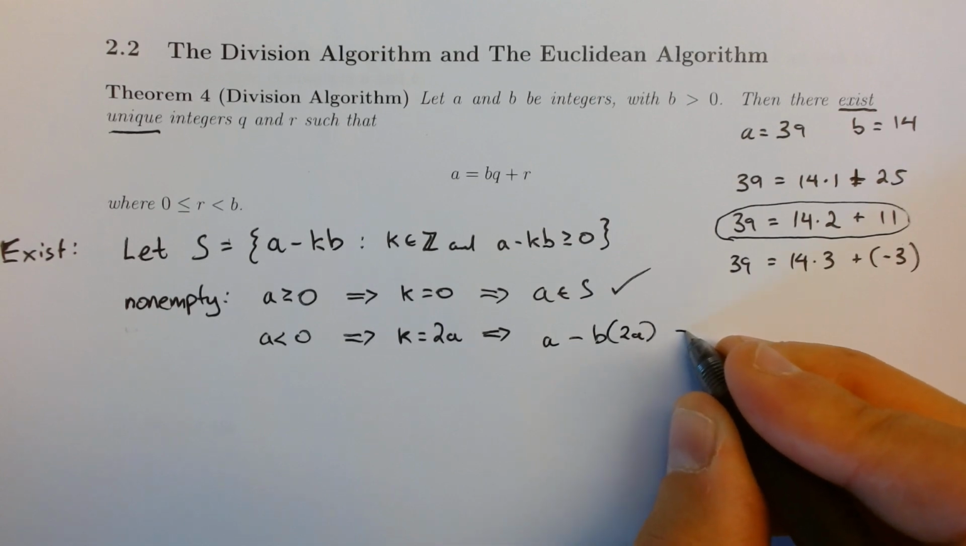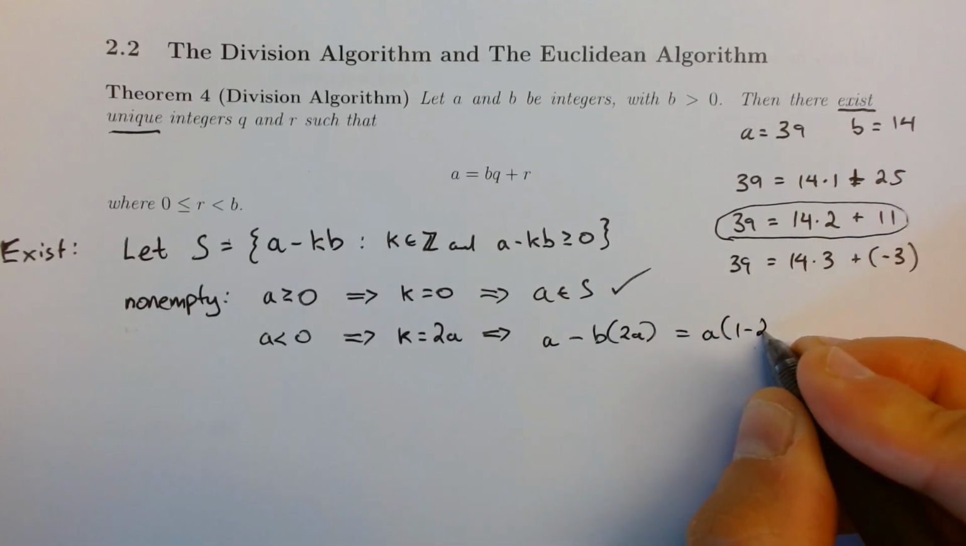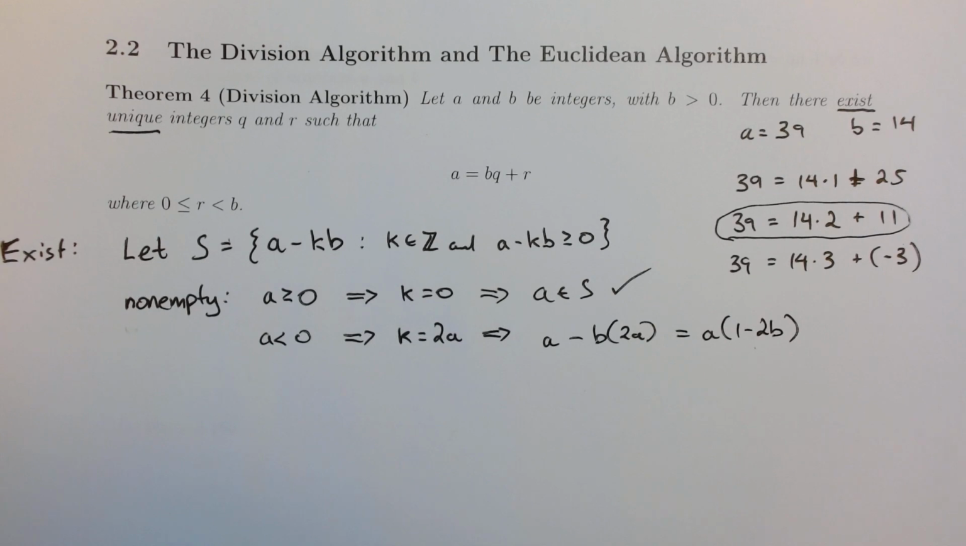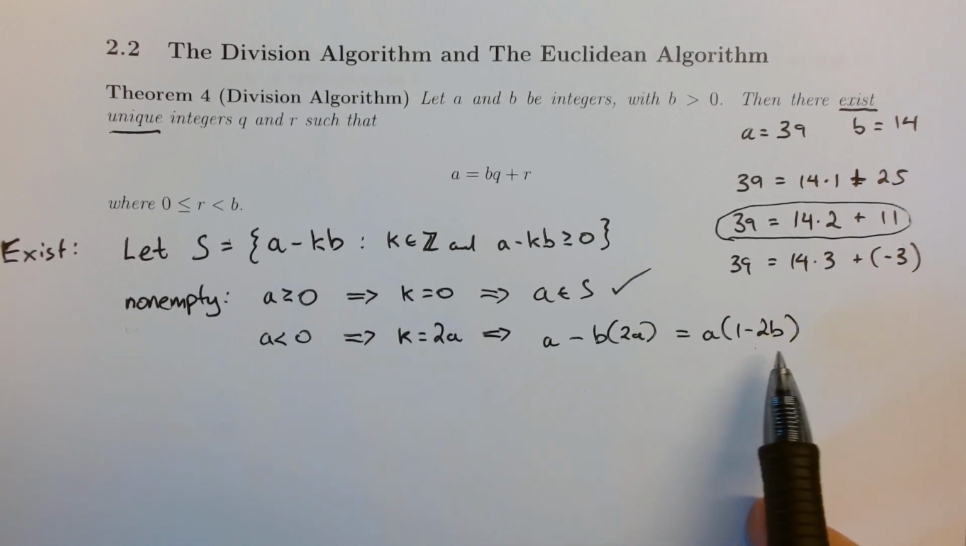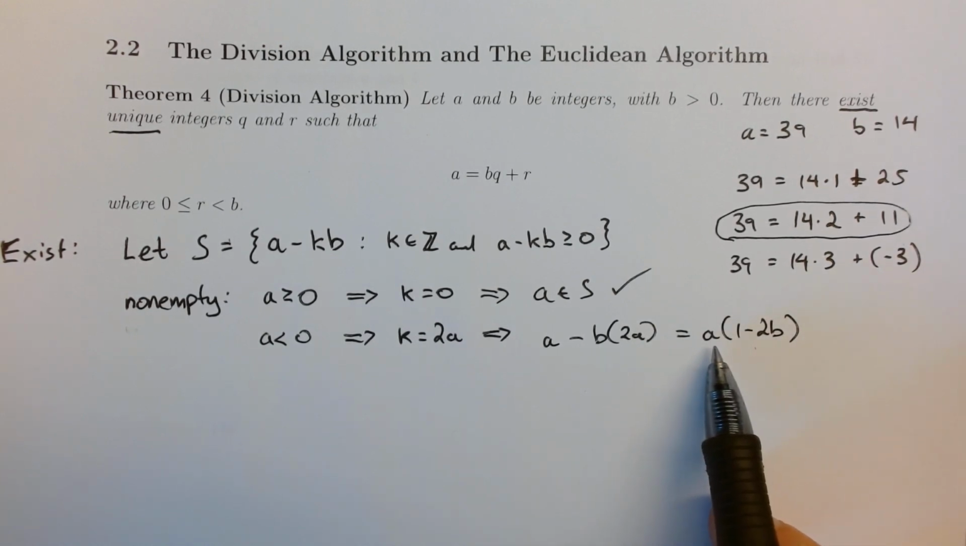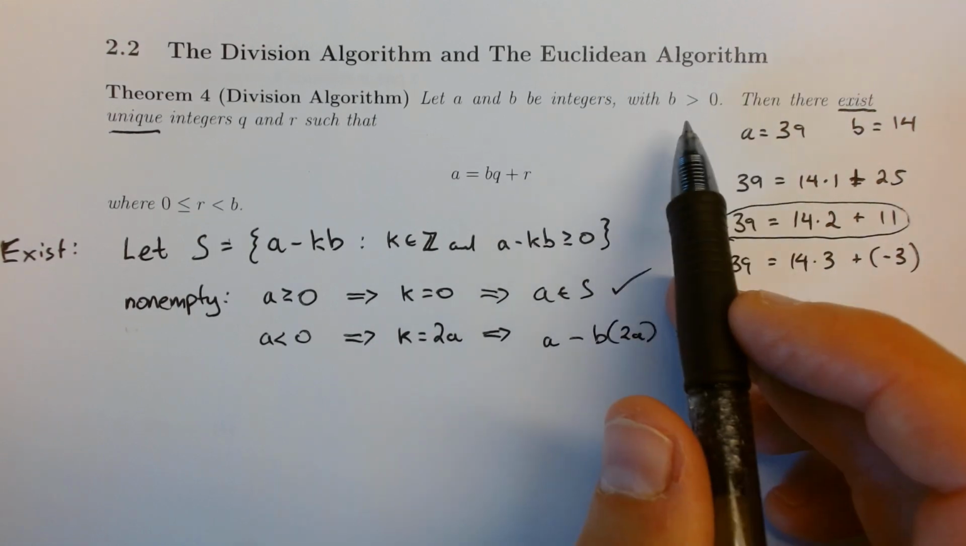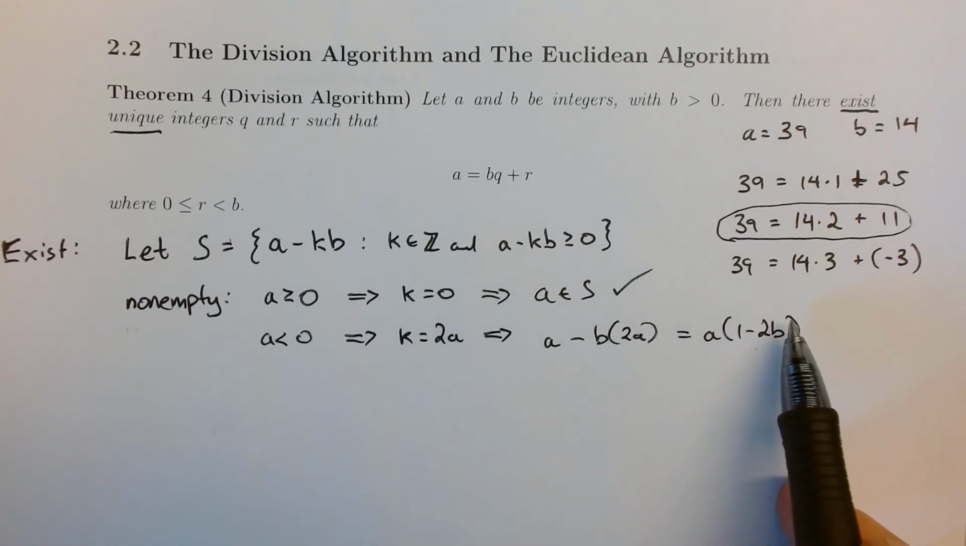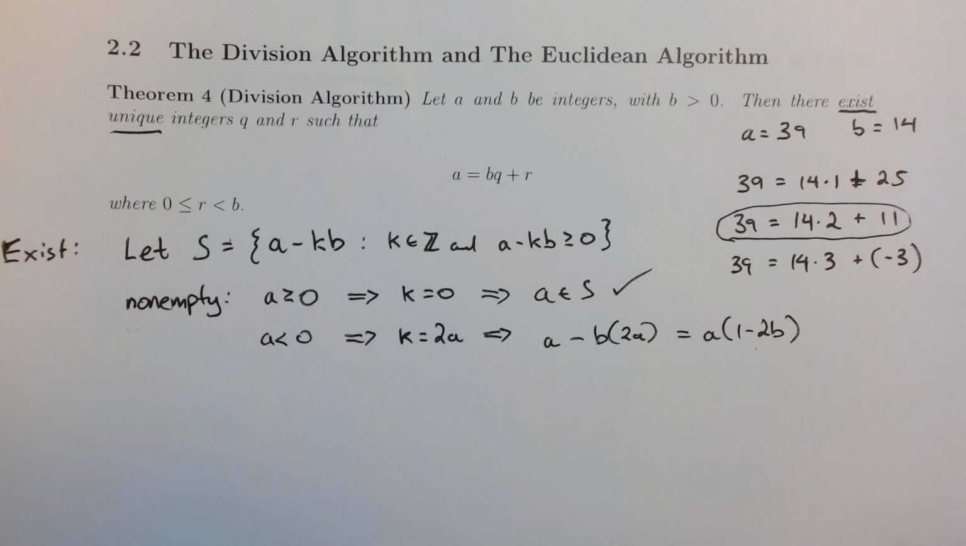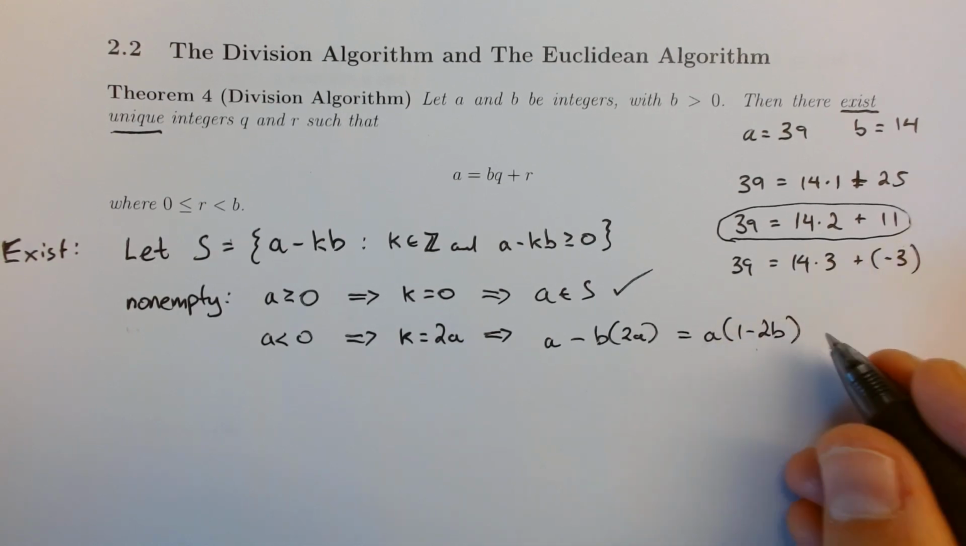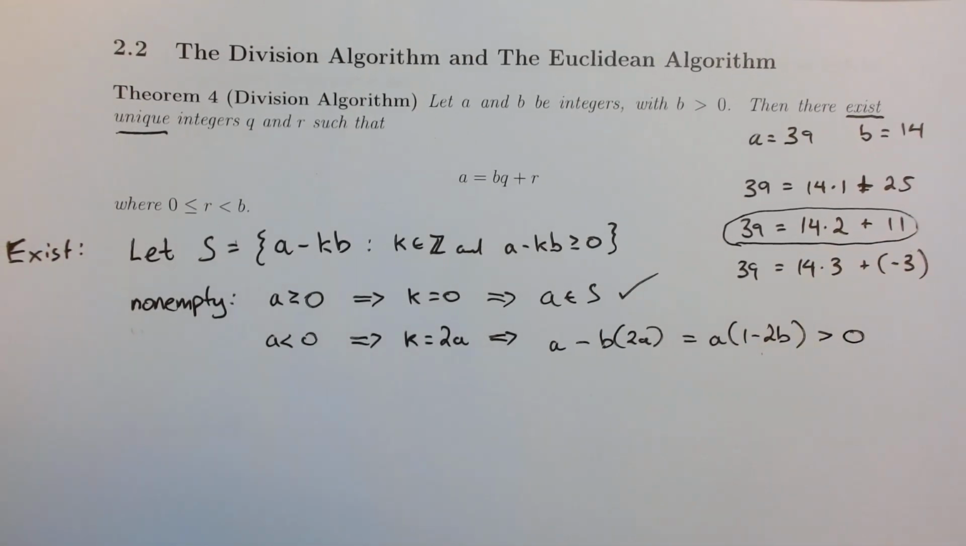Factoring out the a, this is a(1 minus 2b). And I claim this is a positive number because a is a negative number, and 1 minus 2b, if b is a positive number, then 1 minus 2 times it would be a negative number as well. So the product of two negative numbers is positive, and neither of them can be 0. So that gives me, again, an element in the set.